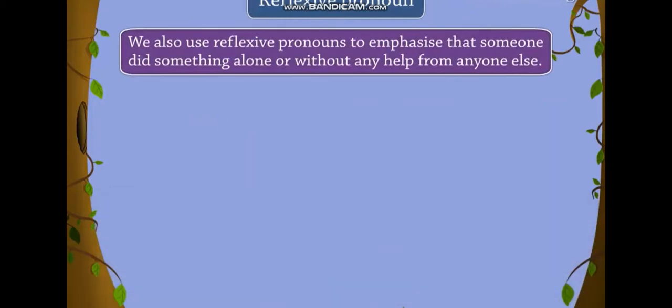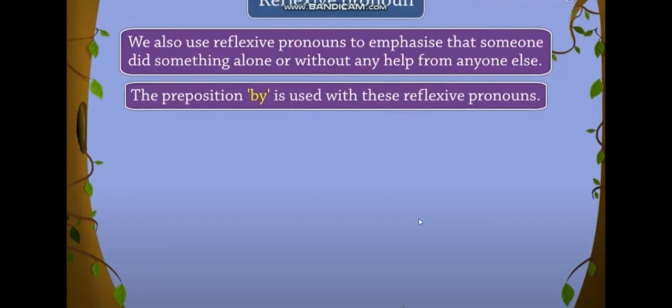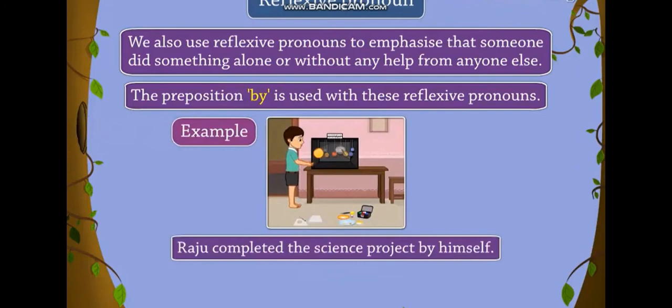We also use reflexive pronouns to emphasize that someone did something alone or without any help from anyone else. The preposition by is used with these reflexive pronouns. For example, Raju completed the science project by himself. Who completed the science project? He himself completed it.